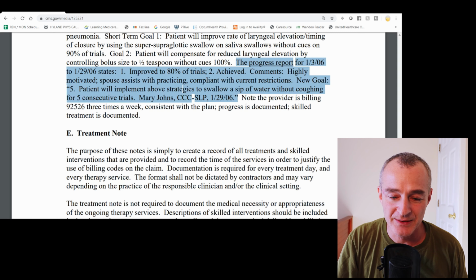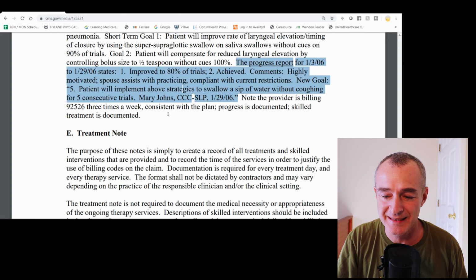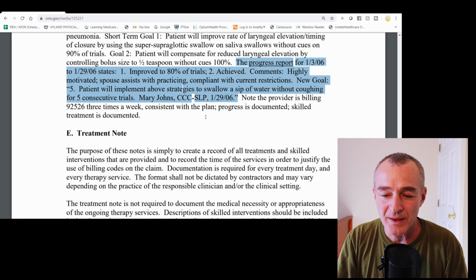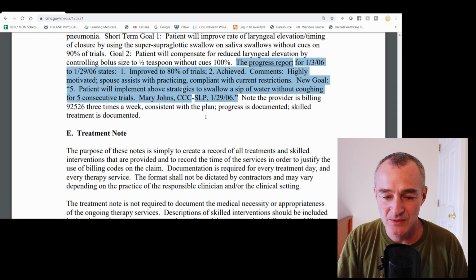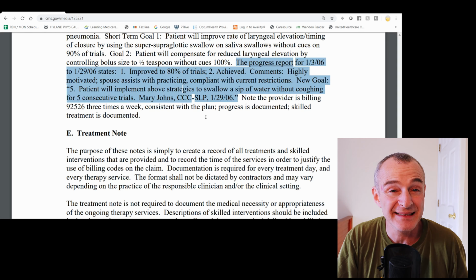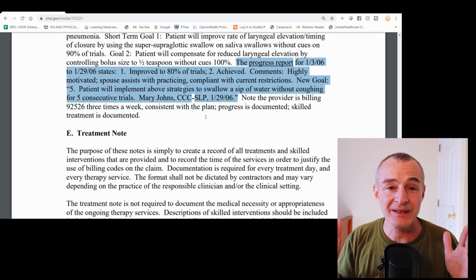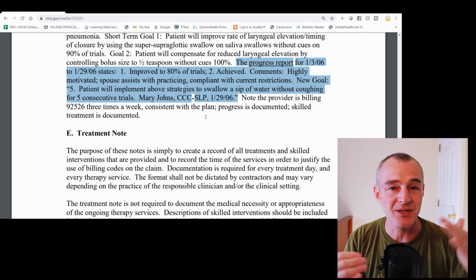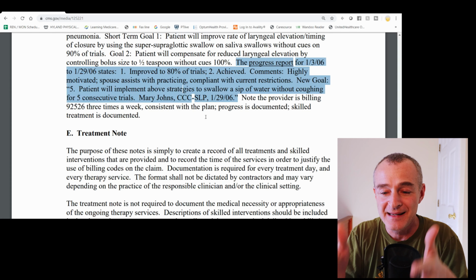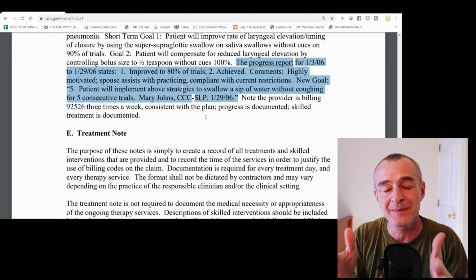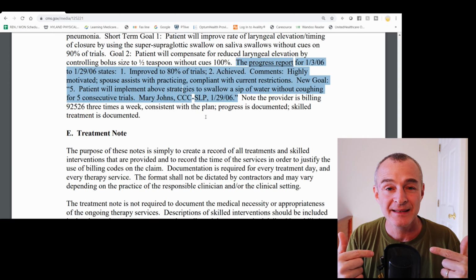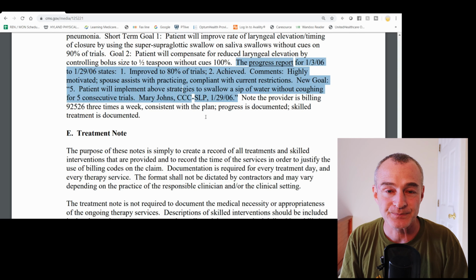Note, the provider is billing that code 3 times a week, consistent with the plan. Progress is documented. Skilled treatment is documented. We're not even looking at 1, 2, 3, 4, 5 lines. Like, the progress note isn't a novel. The progress note isn't pages and pages and pages of documentation. This is what Medicare, this is what CMS is telling you and I a progress note should look like.